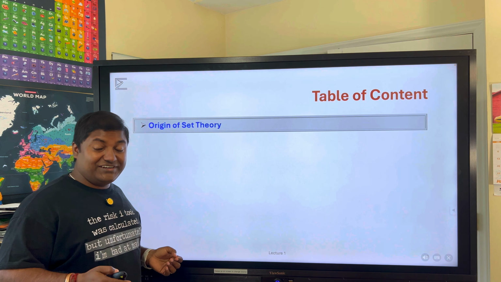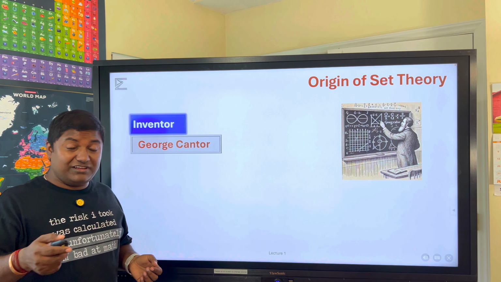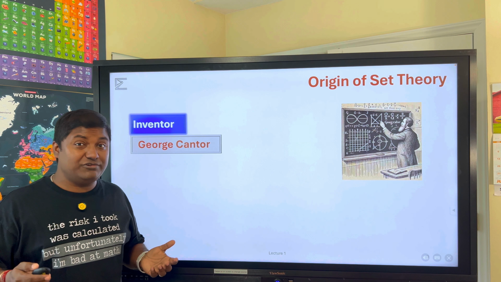Let us start with the origin of set theory. More than 150 years ago, there was a mathematician, in fact a Russian mathematician, his name was George Cantor, and he was working on a very difficult research problem. To simplify the mathematical ideas, he used some kind of diagram which we are going to learn in future as Venn diagram, and it helped him to understand those difficult concepts in a simple way. And probably at that time he didn't know that the mathematical concepts and theories he was going to develop later would become very important for all the mathematicians and would be used in day-to-day life.